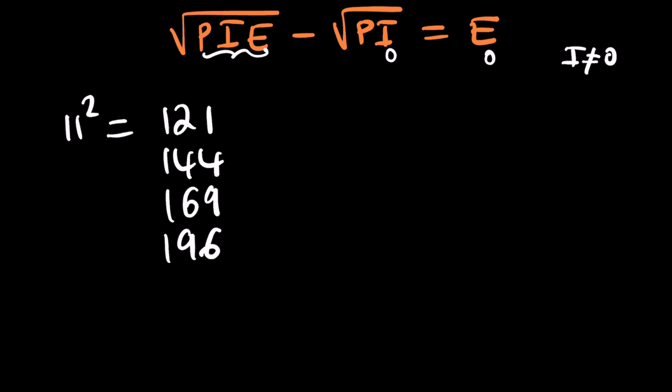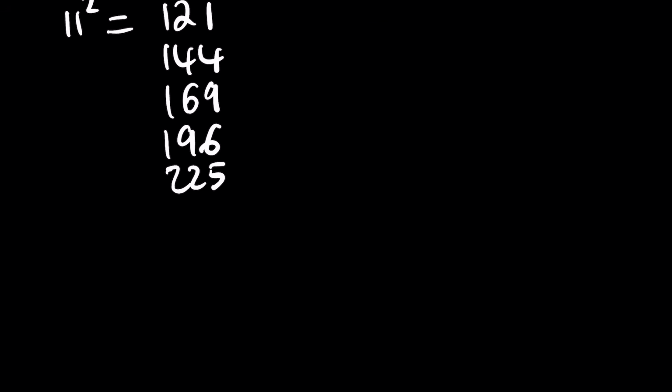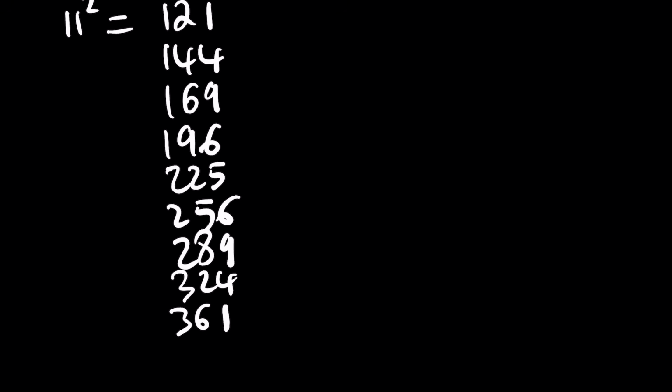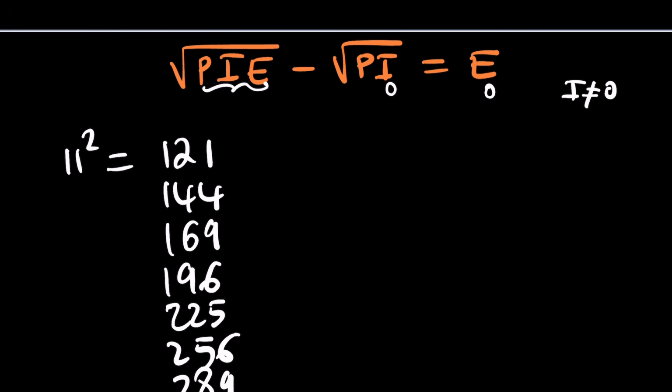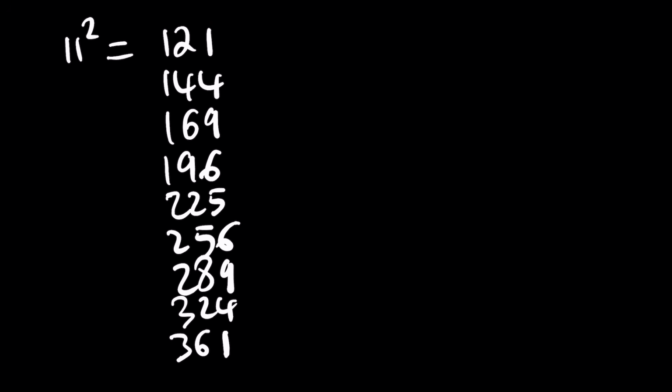Anyways, 15 squared is 225. 16 squared is 256. 17 squared is 289. 18 squared is 324, then 361, and then 400. I don't think 400 is going to work, again, for the same reason. I and E both cannot be 0. Okay, great. So those are the candidates we're going to look at. Not a big list. It's not huge, right? But still a long list.